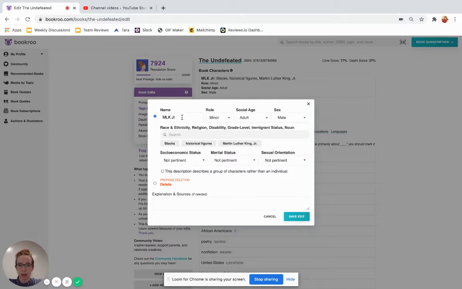So for name, I put MLK Jr.; you could type it out. This is just for reference, mostly to help identify who we're talking about. It is a minor role in this book. He's not mentioned by name, only his image. He's featured as an adult male, Black, historical figure, and then we have this specific tag created just for him, Martin Luther King Jr.